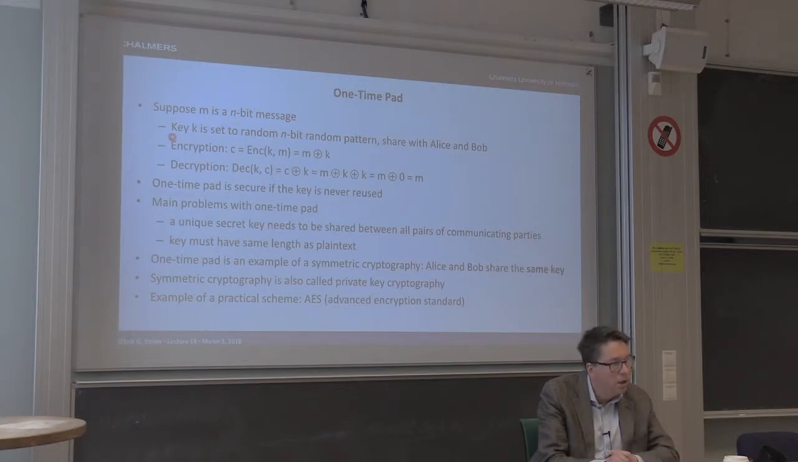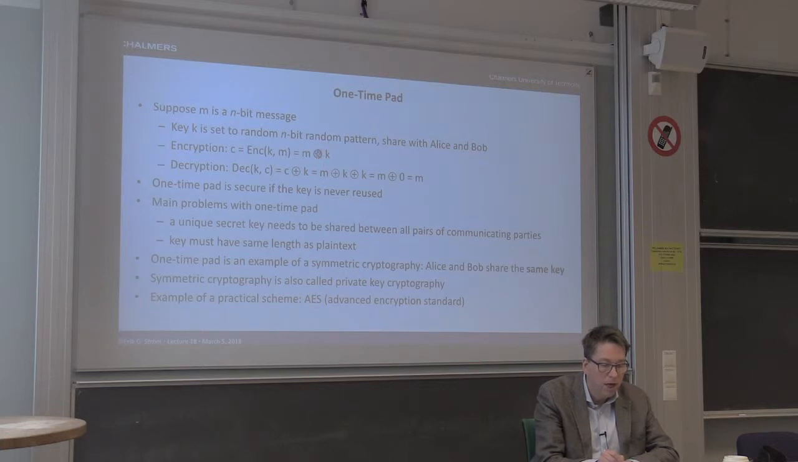Then a very good secure scheme is that we generate a key K randomly, so random zeros and ones, a random n-bit pattern. Zeros and ones with equal probability, so it's a completely random string, and then this is shared between Alice and Bob somehow. And then the encryption is very, very simple. We take the ciphertext as being M XOR K. So this is modulo 2 addition.